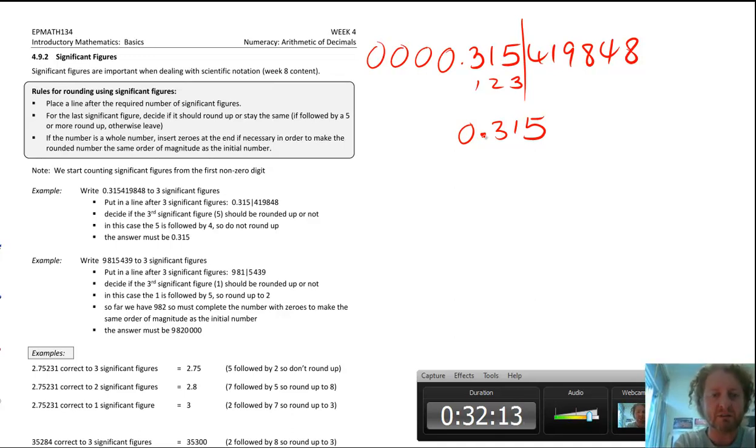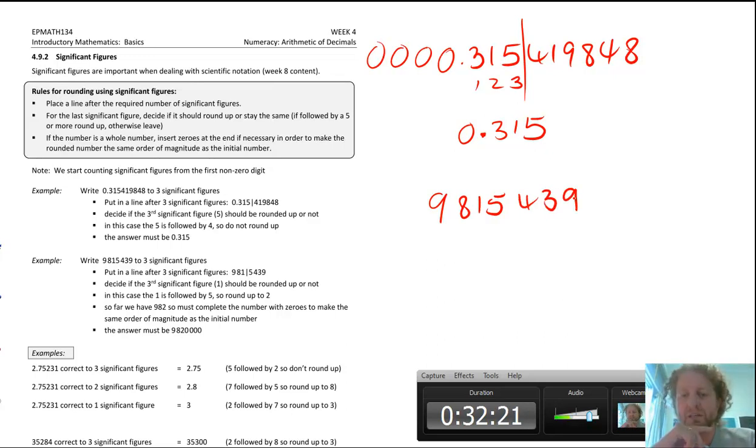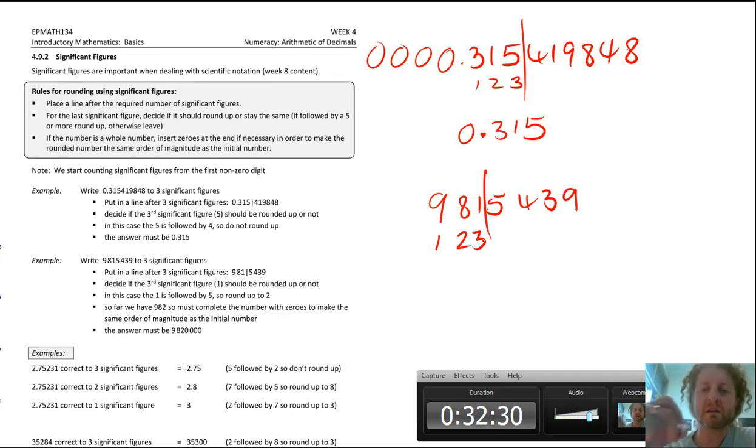But let's look at these instructions on the next number, which is 9,815,439. If I want 3 significant figures here, again I could have a stack of zeros if I wanted. I start counting at the first non-zero, which is clearly the 9. 1, 2, 3. Now I'll put a line there and make a decision on that last digit. Leave it alone or take it up. And I'm going to take it up because we said 5 or above, take it up. So I'm not going to stop at 981, I'm going to call it 982.